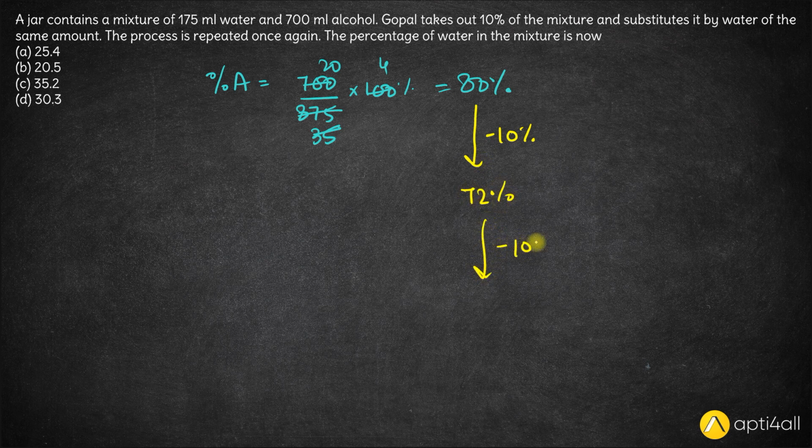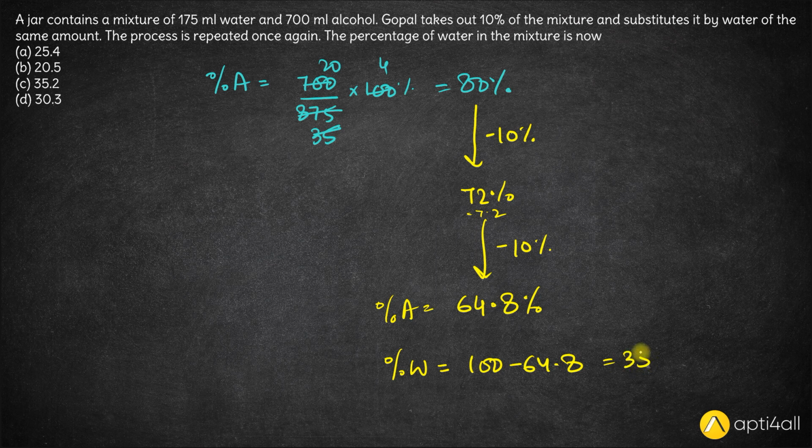And then when it is repeated, another 10% is taken out, so it will reduce by another 10%. So it will become 72 minus 7.2. So this will become 64.8%, right? So the final concentration of alcohol becomes 64.8%. This is the concentration of alcohol finally. So what will be the final concentration of water? It will be 100 minus 64.8, which comes out to be 35.2%. Final concentration of water will be option C, 35.2%.